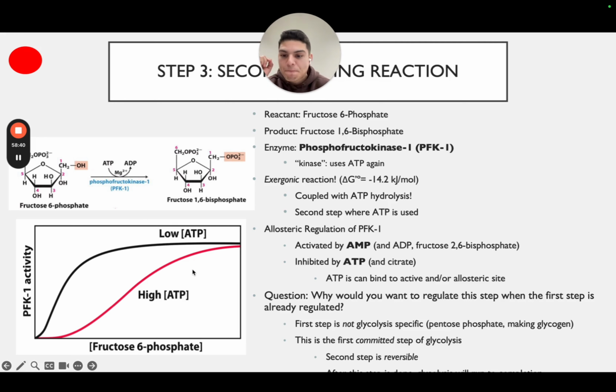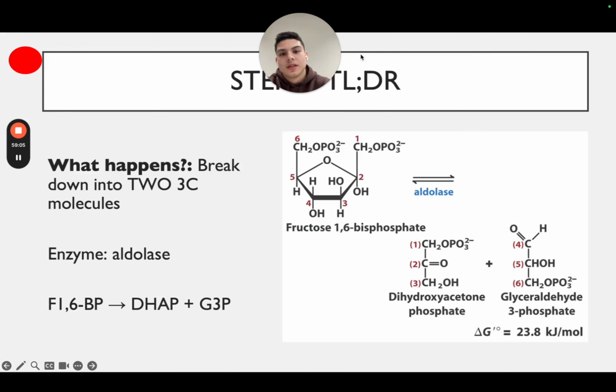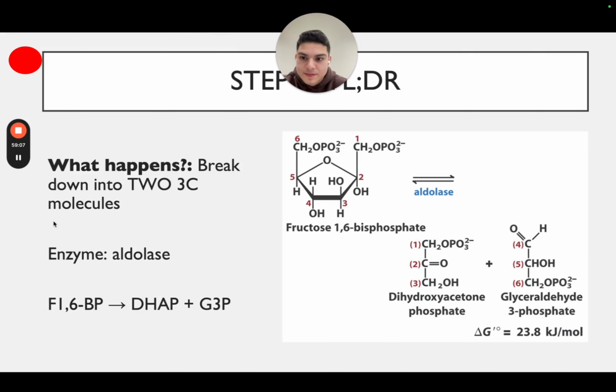And then this is just a graph demonstrating the Michaelis-Menten curve or whatever, just a curve of enzyme activity and substrate concentration. So if we have high ATP, we see the enzyme activity is delayed by a lot. It's negatively regulated with ATP, whereas with low ATP, it stimulates this activity to increase a lot faster at a lower fructose 6 phosphate substrate concentration. Okay, so step 4.